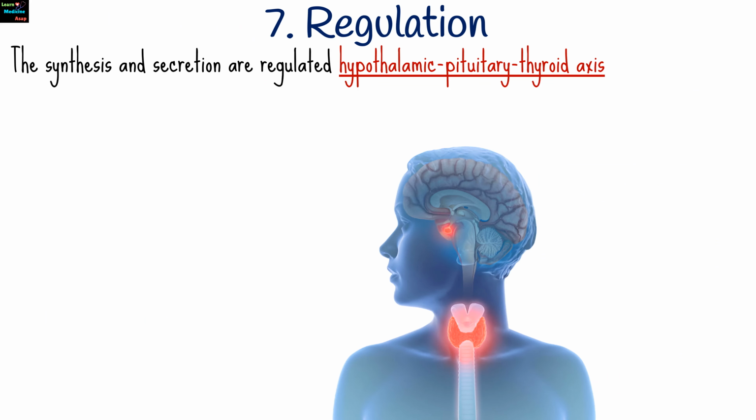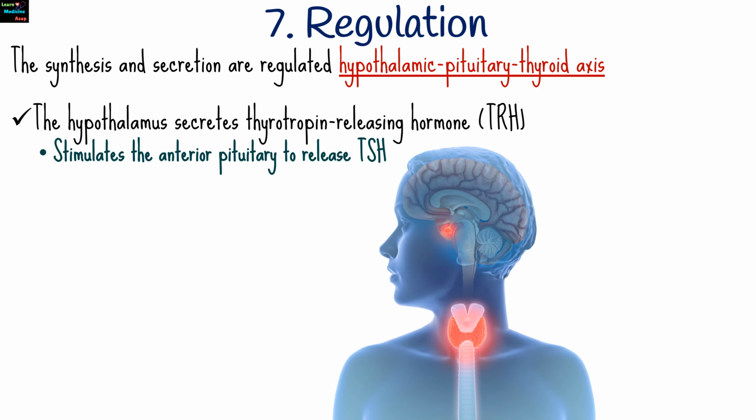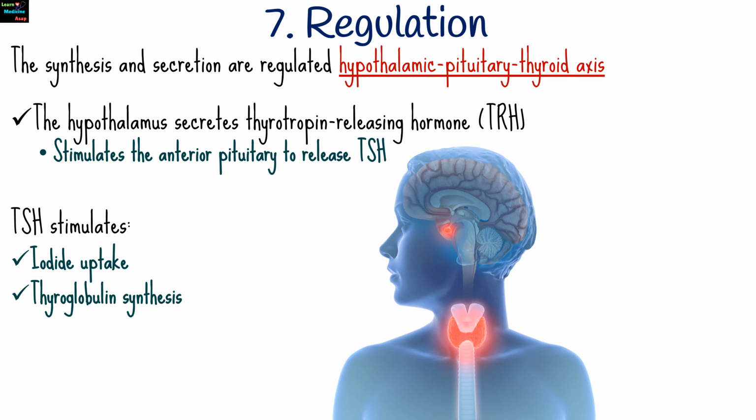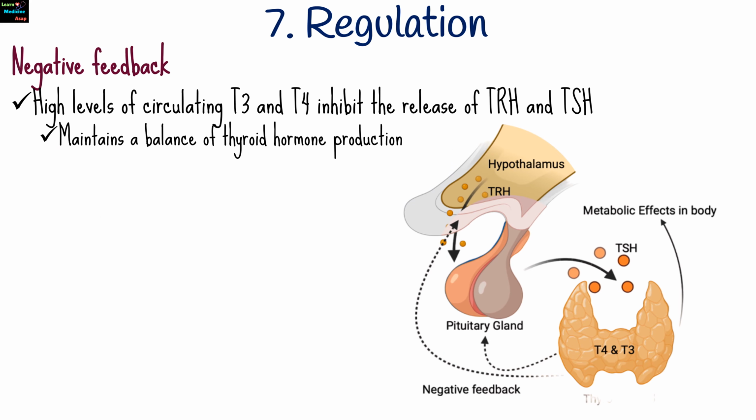The synthesis and secretion of thyroid hormones are tightly regulated by the hypothalamic-pituitary-thyroid axis. The hypothalamus secretes thyrotropin-releasing hormone, which stimulates the anterior pituitary to release TSH. TSH stimulates iodide uptake, thyroglobulin synthesis, and the release of T3 and T4 from the thyroid gland. The negative feedback mechanism is that the high levels of circulating T3 and T4 inhibit the release of TRH and TSH, maintaining a balance of thyroid hormone production.